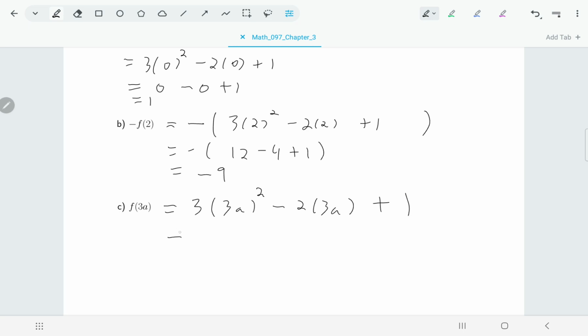So here, let's clean that up. 3a, when I square it, 3 squared is 9, a squared is a squared. For the second term, 2 times 3, that gets me 6. And then one last bit of doing things, 3 times 9 is 27.